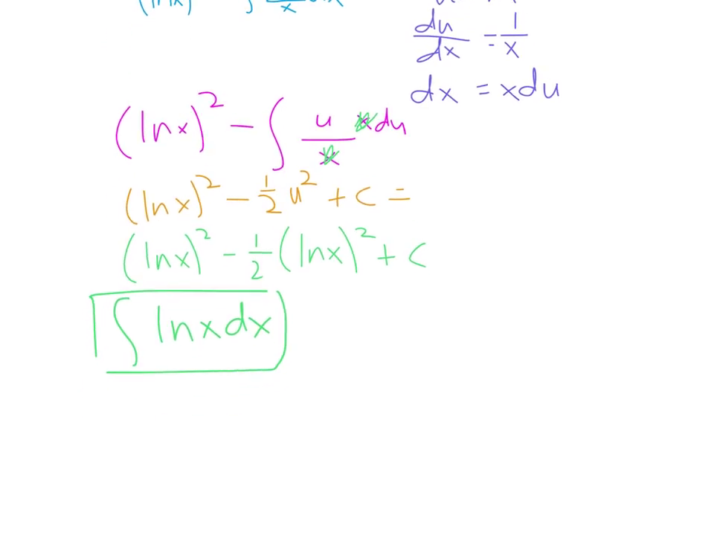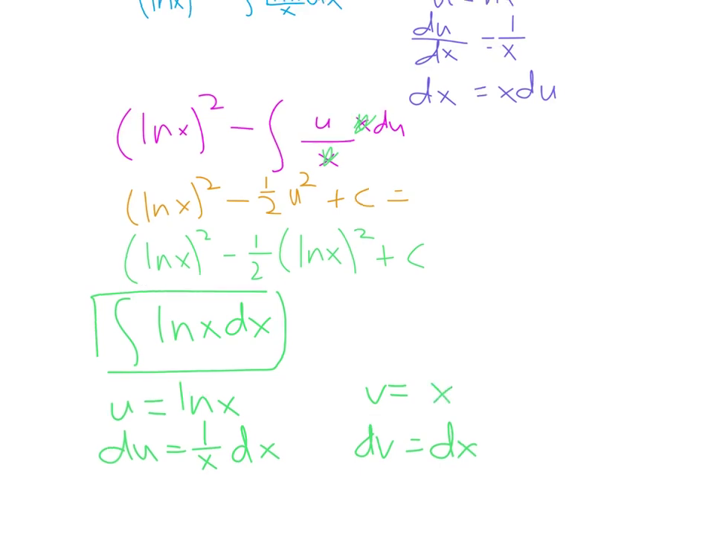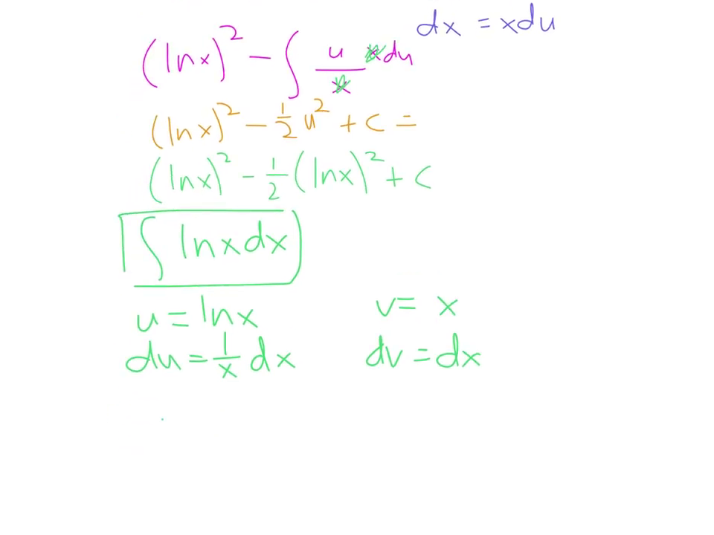I'll do that one too, just for fun. So that's where u is going to be the natural log of x, du is going to be 1 over x dx, dv is dx, and therefore v is x. So it's going to be uv, natural log of x, times x, minus the integral of v du.